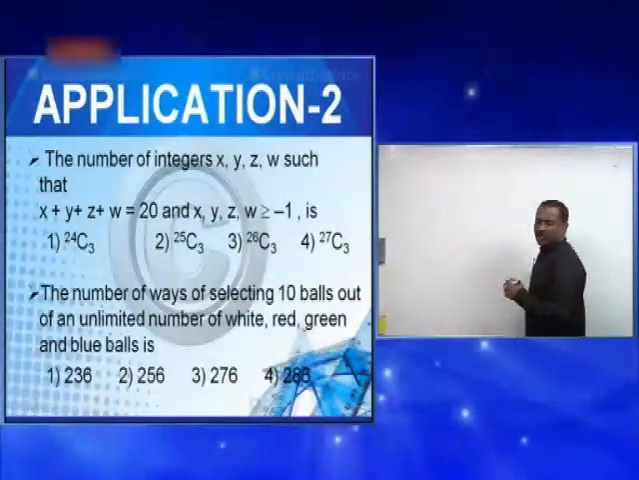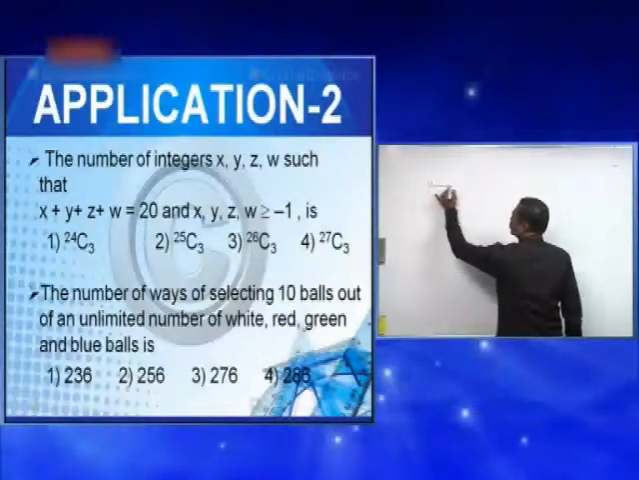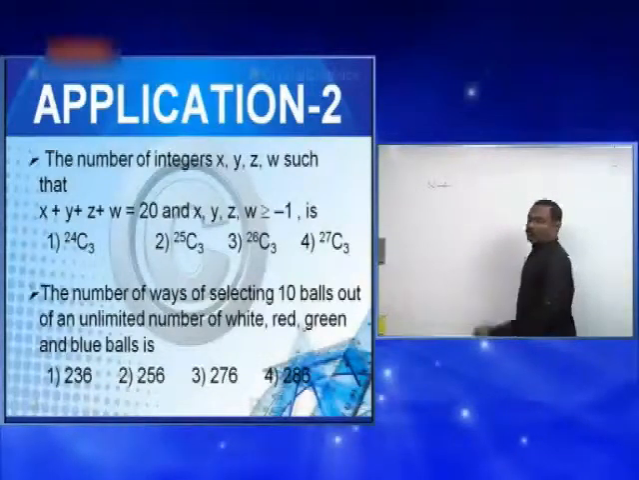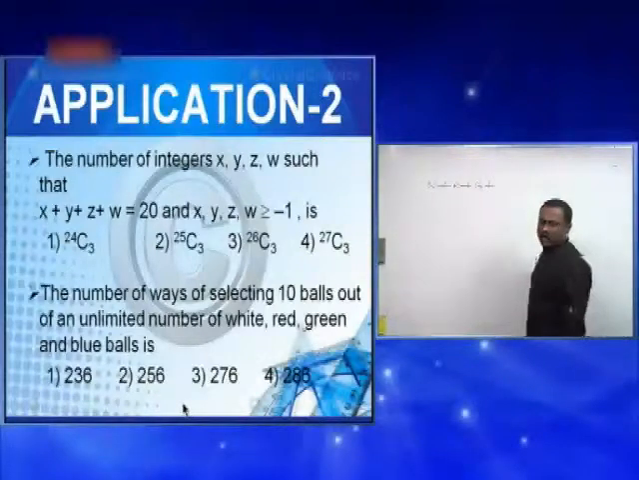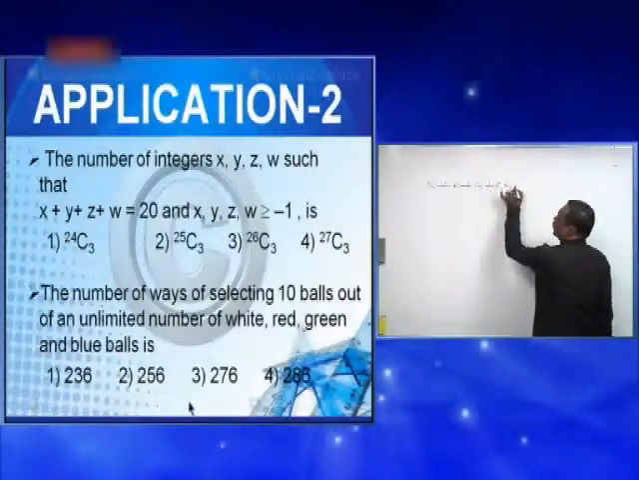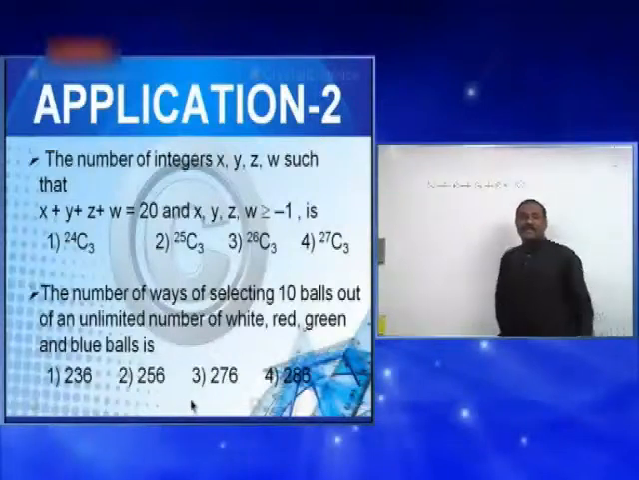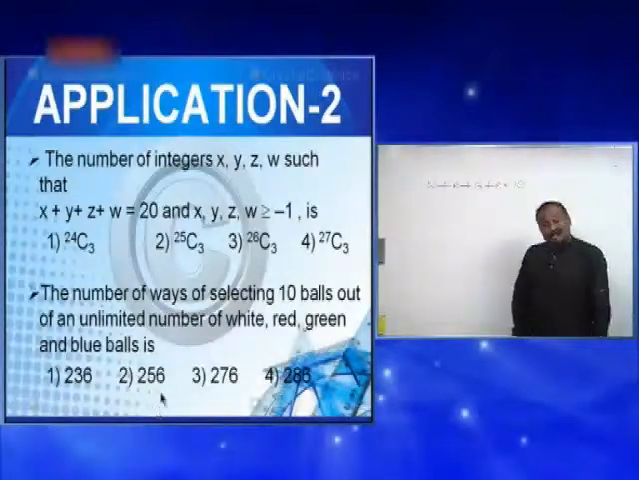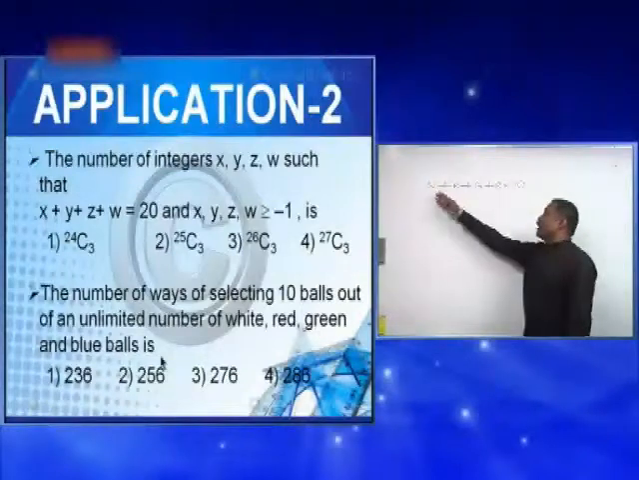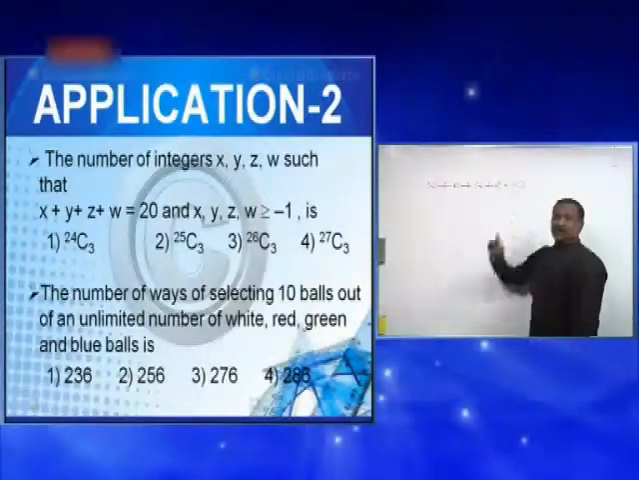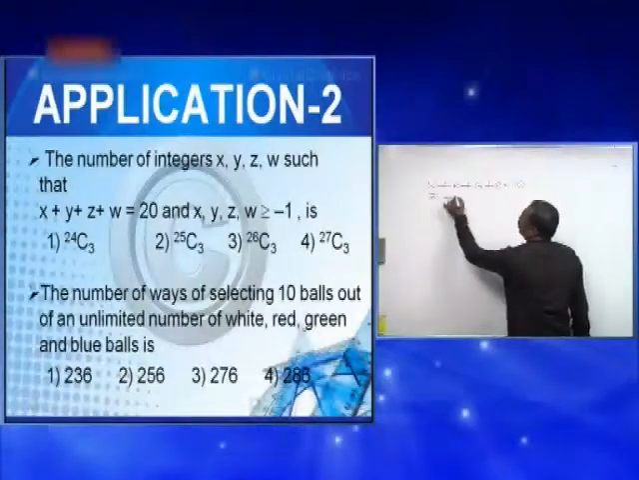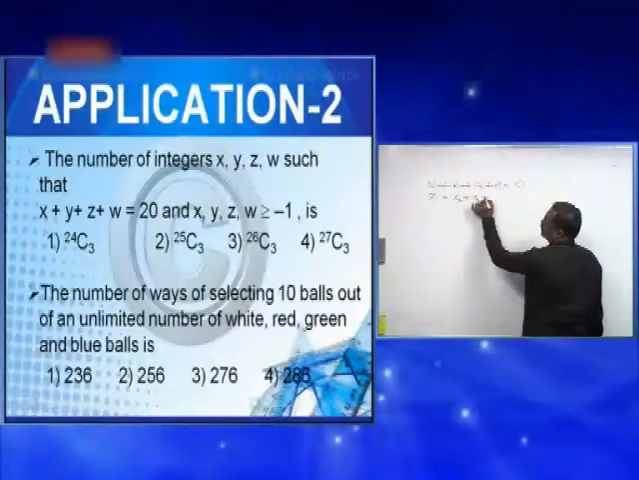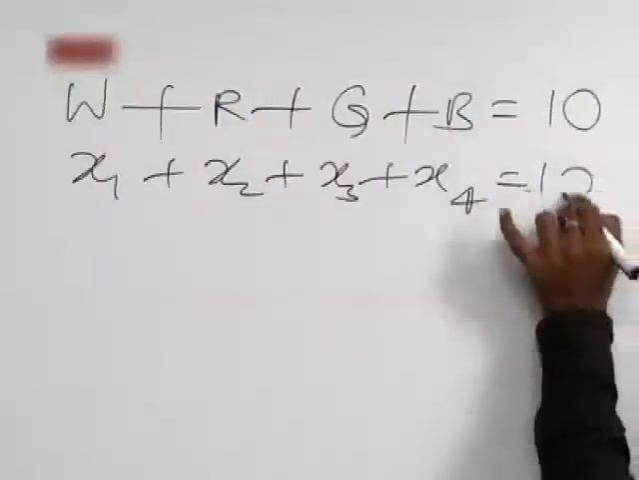What is the category here? White balls and red balls, then green balls, then blue balls, and totally there must be 10. So white plus red plus green plus blue is equal to 10 now. Now apply the formula. It is x1 plus x2 plus x3 plus x4, and in this case it's 10.